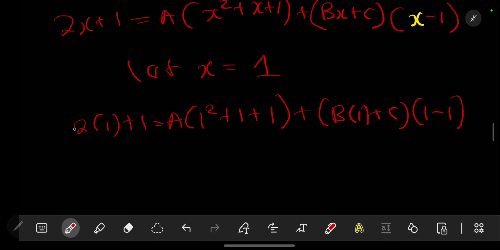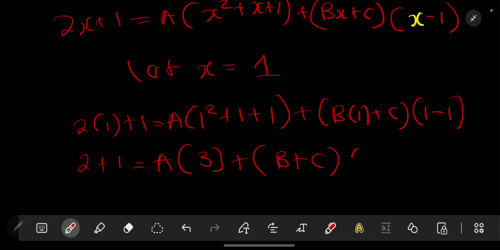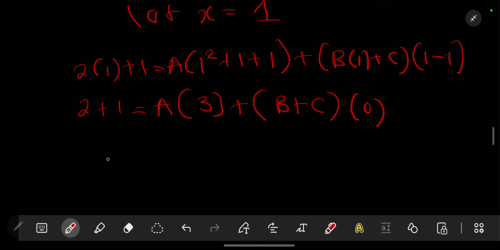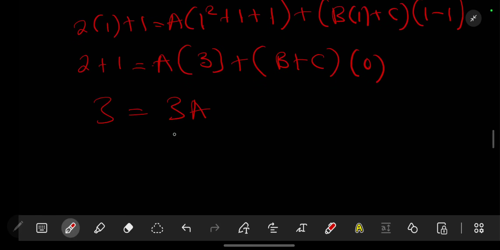So this gives us 2 times 1, it is 2, plus 1 should be equal to a. 1 squared is 1, plus 1, that's 3, like that. Plus we have our b, plus b times 1 is b, plus our c there. 1 minus 1 is 0. So this gives us 2 plus 1, that would be 3, should be equal to 3 times a, it is equal to 3a, like that. 0 multiplied by everything is just 0, so we forget about that. So when we divide by 3 here, we get a is equal to positive 1, like that.